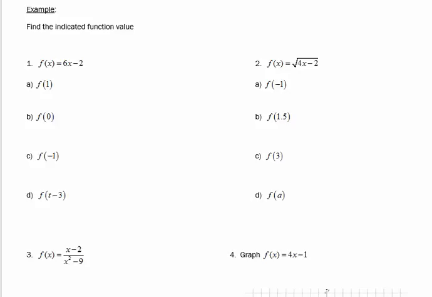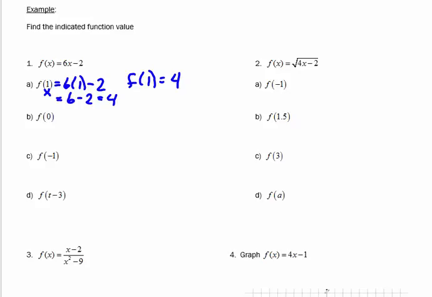Let's try some examples. Find the indicated function value. f of x equals 6x minus 2. So A says to find f of 1. What does that mean to do? That means your x value is 1. So plugging in an x value of 1, you get 6 times 1 minus 2. Well, 6 times 1 is 6, and minus 2 is 4. So f of 1 is 4.